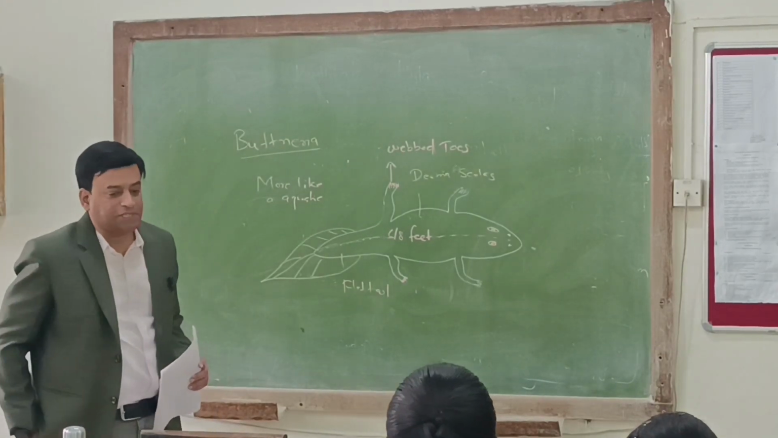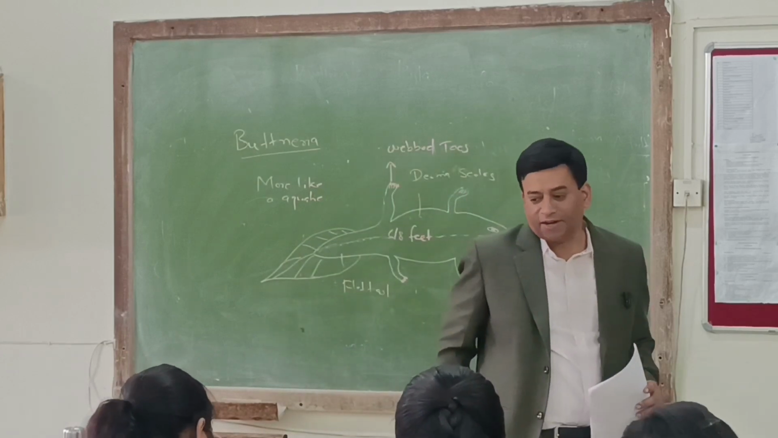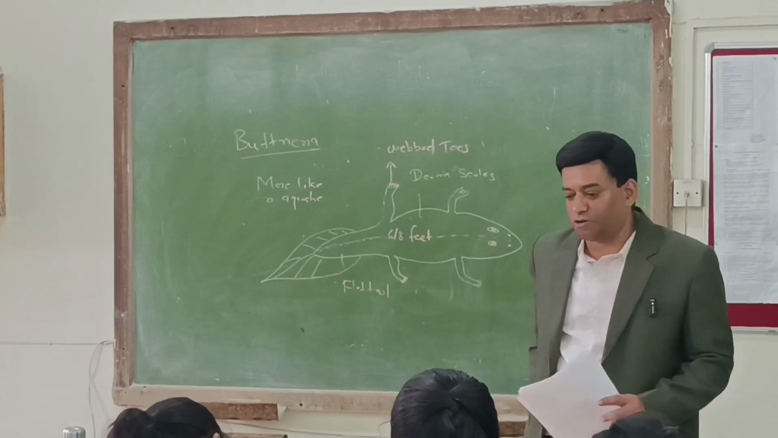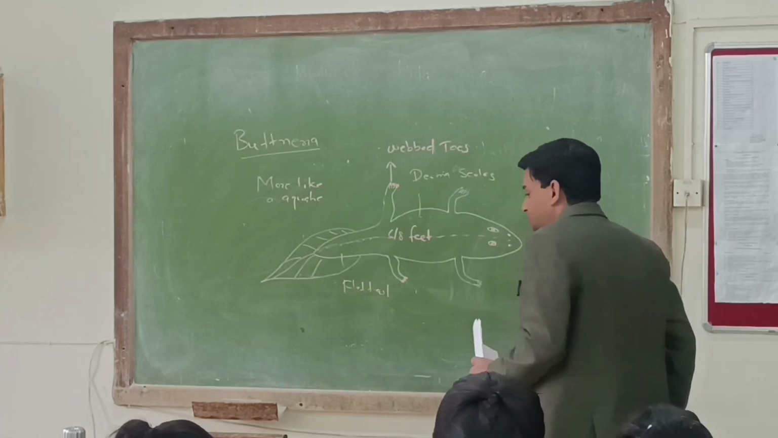So you have to draw all these fossils: Ichthyostega, Acanthostega, Butnaria, Ariops, Cocops, and then you have to draw the next.